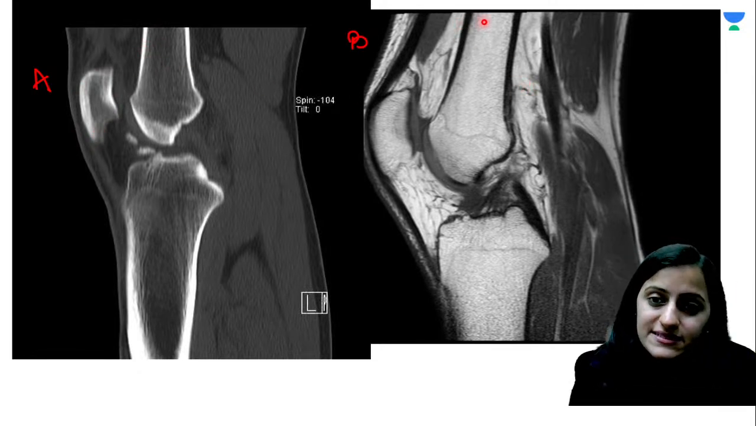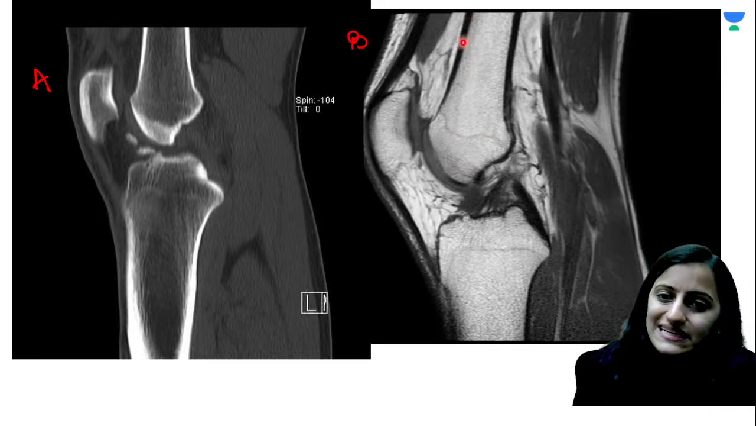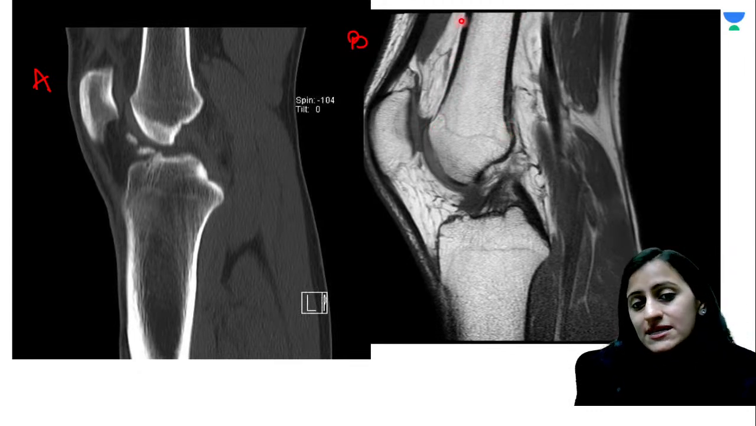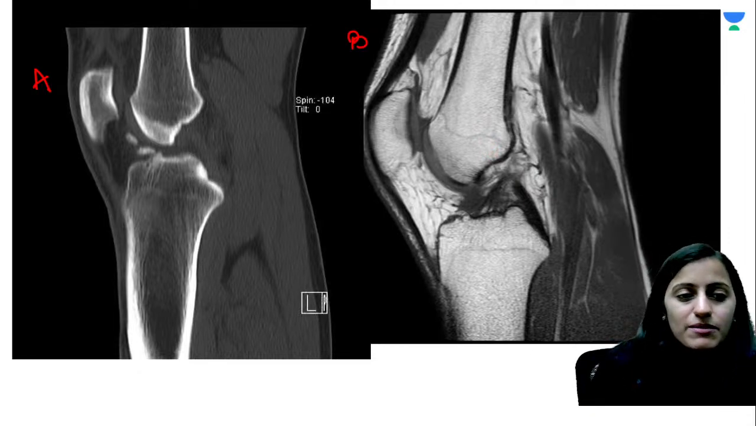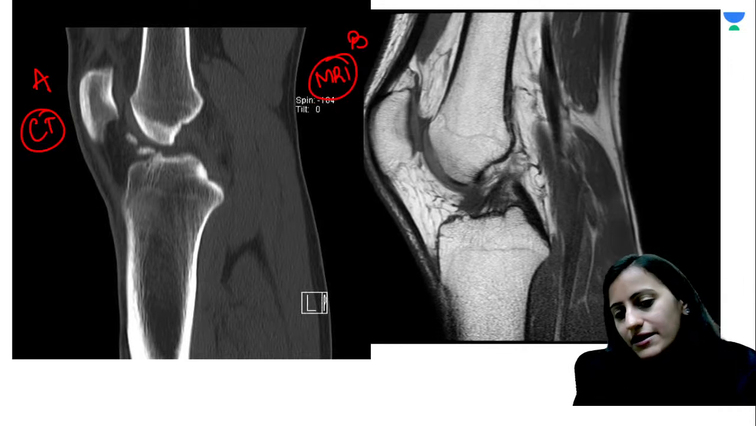Here, this is the bone. The bone looks white, but look at the bone cortex. The lining of the bone that you are seeing, that is the bone cortex. The bone cortex is black, it's a MRI. So remember, this is a CT scan and this is MRI.